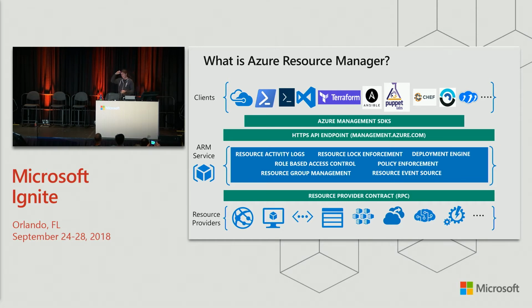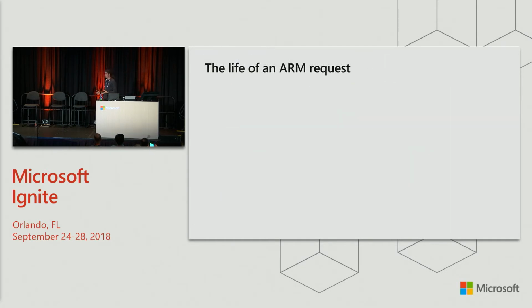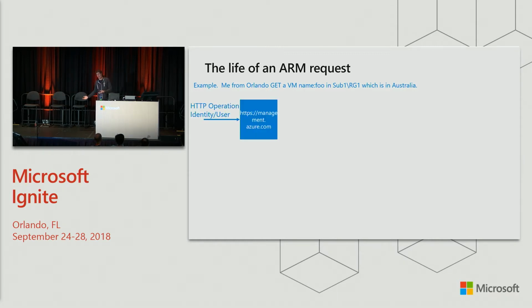Now, let's think about the life of an ARM request. Put yourself in the shoes of a particular HTTP request going to ARM. Let's imagine we're sitting here in Orlando and we're going to do a GET on a virtual machine in a particular subscription and resource group, but that subscription, resource group and VM are actually in a different region. When we use that HTTP operation from here, we'll get traffic managed, once we hit management.azure.com, to a local data center closest to this Orlando area, something along the East Coast.